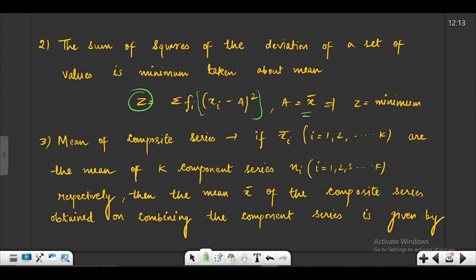The sum of squares of the deviations of a set of values is minimum when taken about the mean. So if this a is the mean of this series of data, then this sum z will be minimum if it is taken around the mean. This is what it means. This property is basically used for dealing with variances when we talk about minimum variance. We'll see how this will be used.